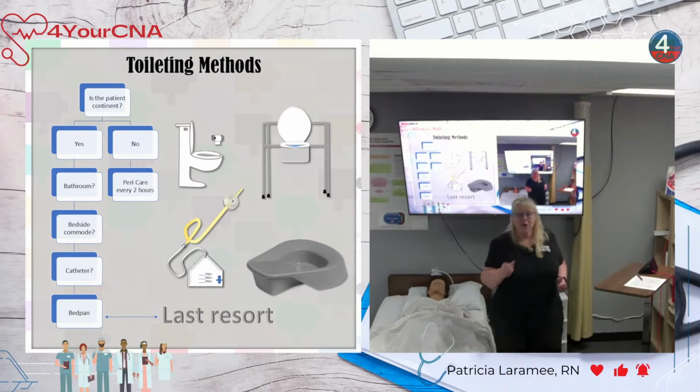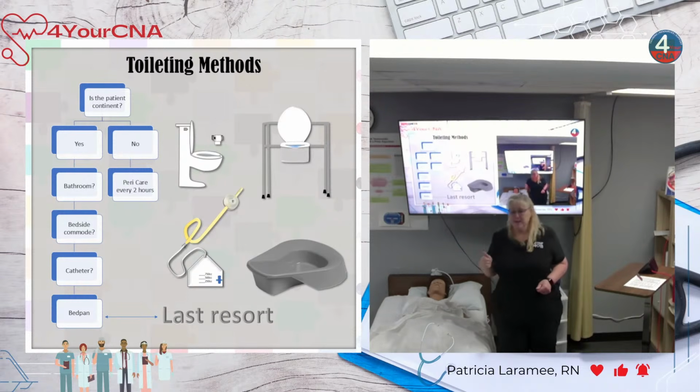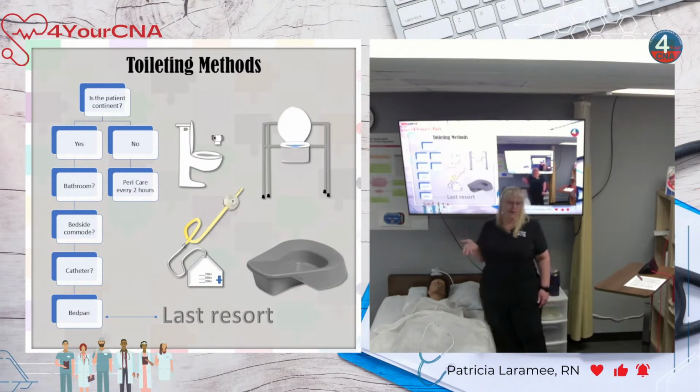Okay. We call that bathroom privileges. Go whenever you need to. Don't need to be involved. Thank you. Now, sometimes patients can go when they need to, but they need a little help.